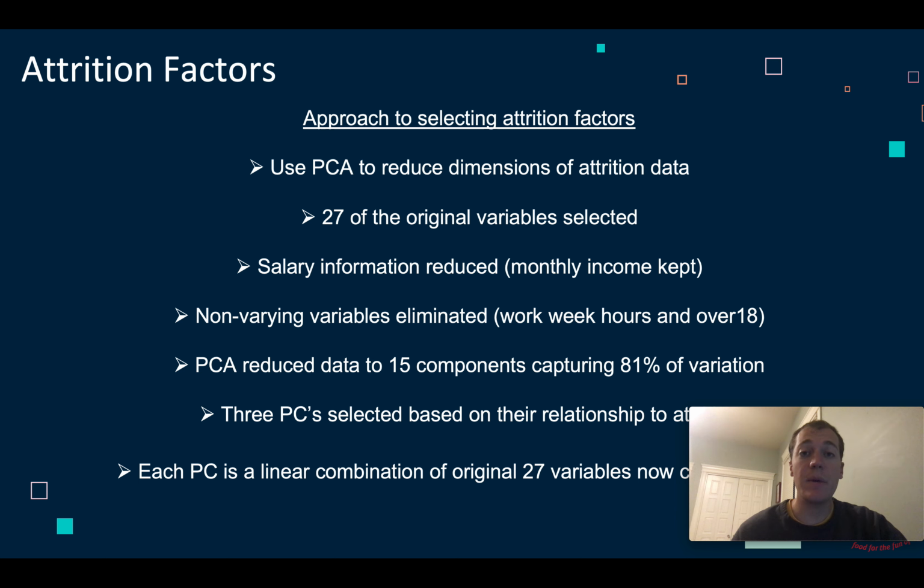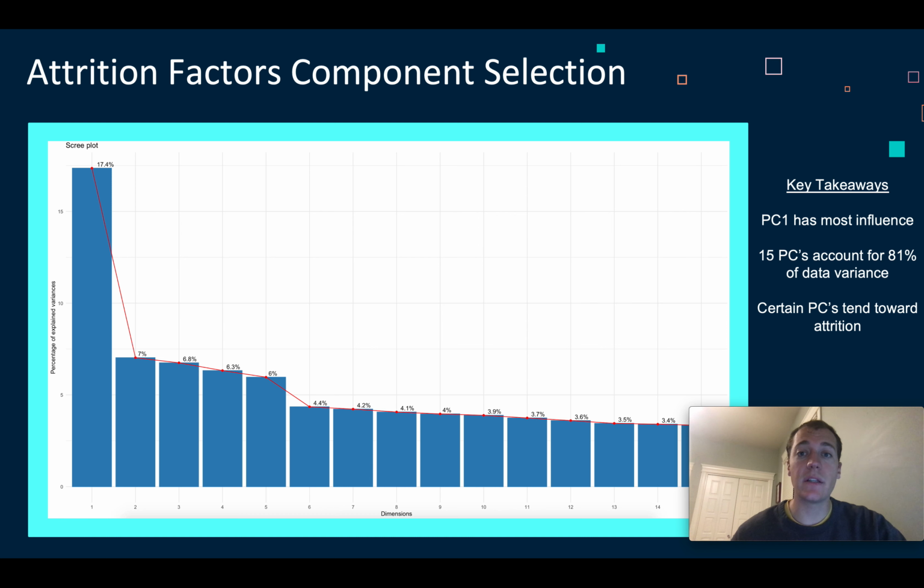So at the end of the day, PCA reduced 27 variables down to 15 components, and those 15 components accounted for 81% of the total variation in the data. And that's great because originally we had 27 variables that accounted for 100% of the variation in the data. So we eliminated 12 and lost very little information. As I said before, each PC is a linear combination of the original 27 variables, now contained in what's called principal components. So let's talk about how I selected these components.